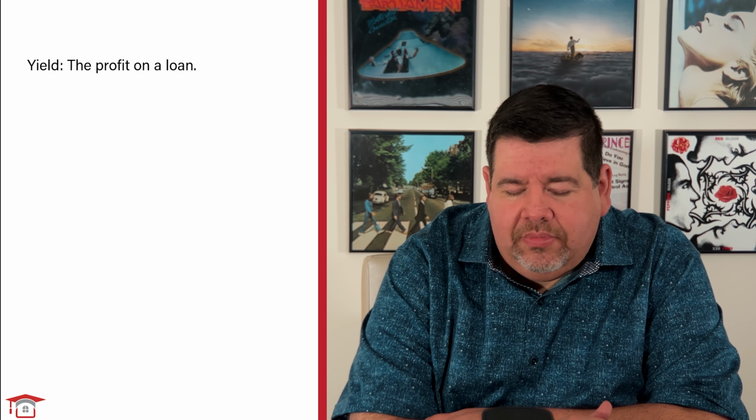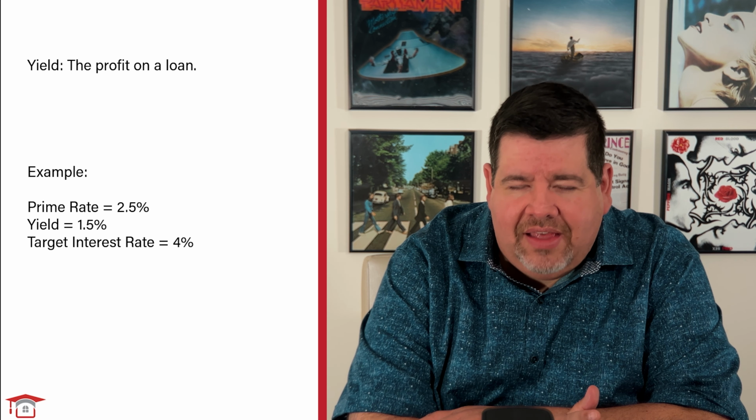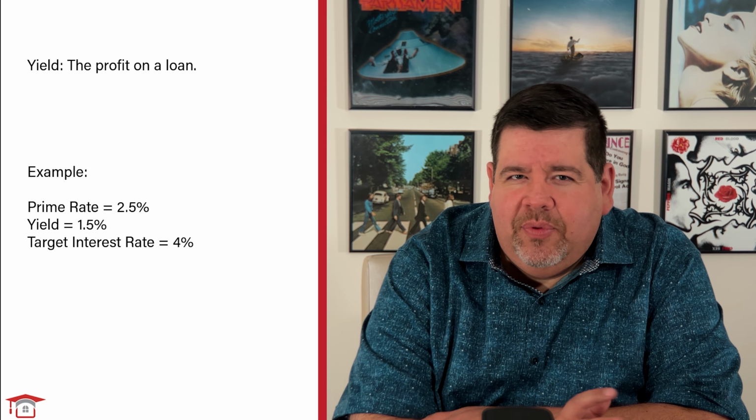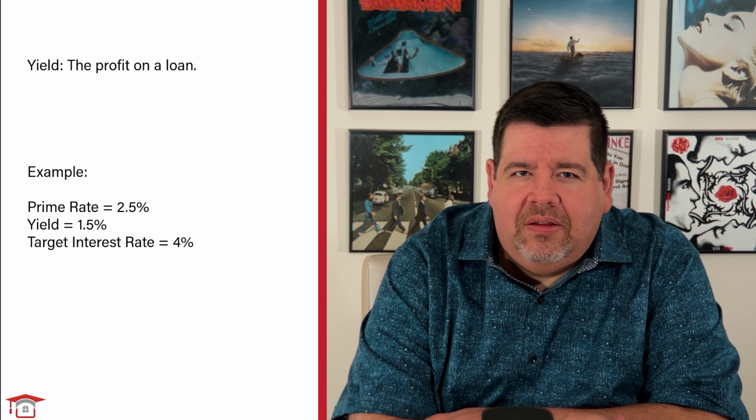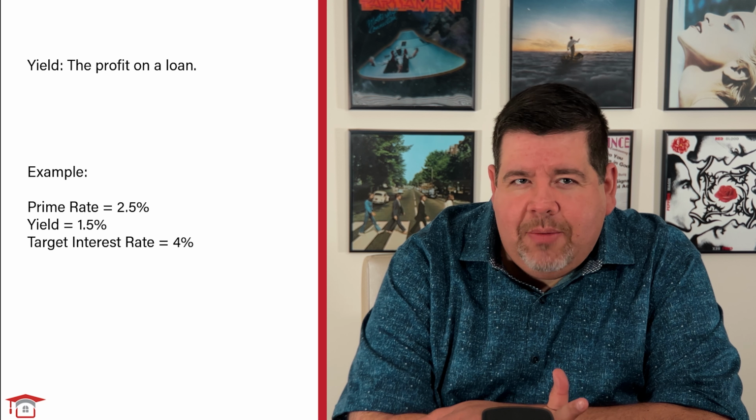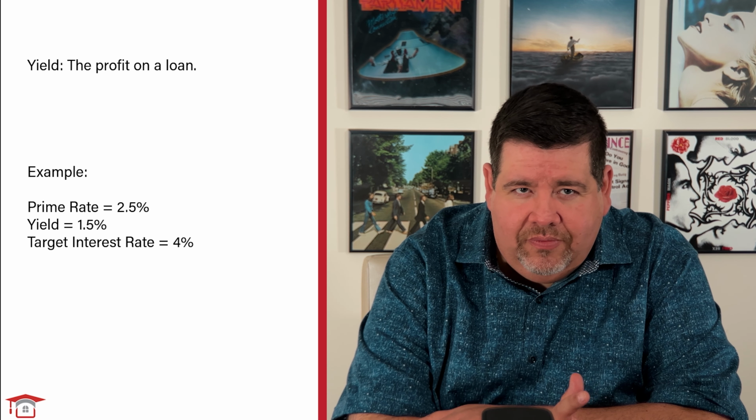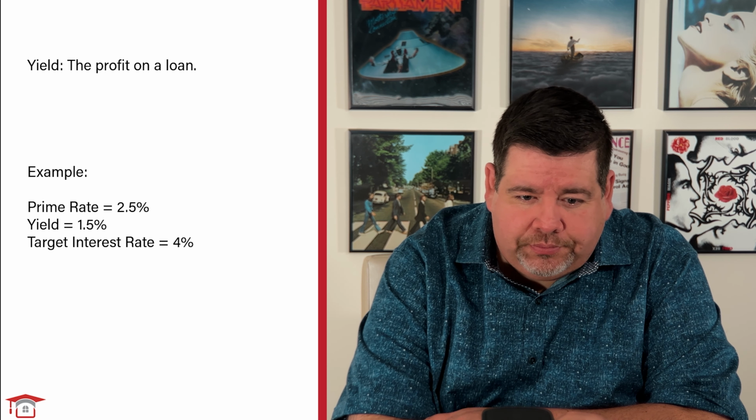So for example, let's say the prime rate, which is the rate that banks lend money to each other, is 2.5%. And the lender wants a yield of 1.5%. So you add them up and you get 4%, right? So 4% is the target interest rate.